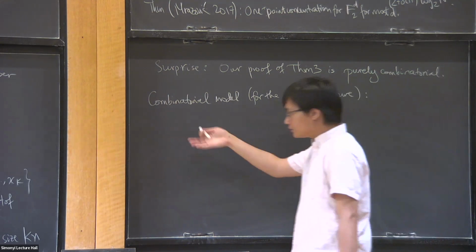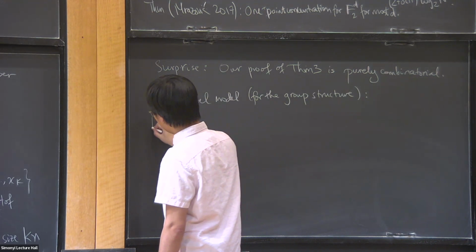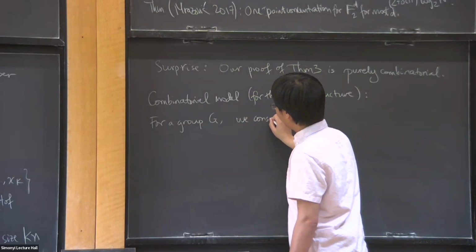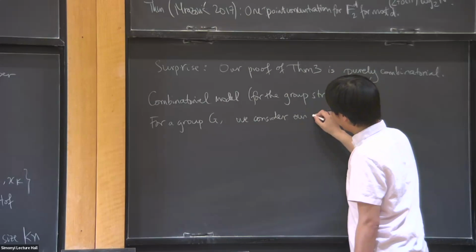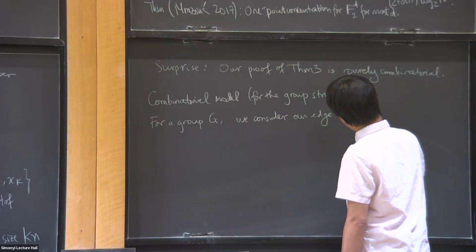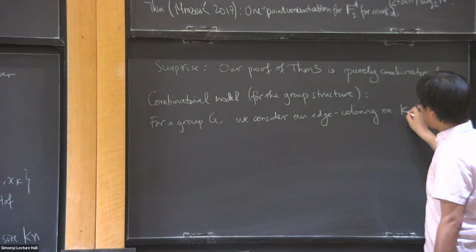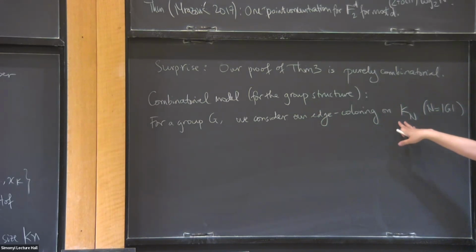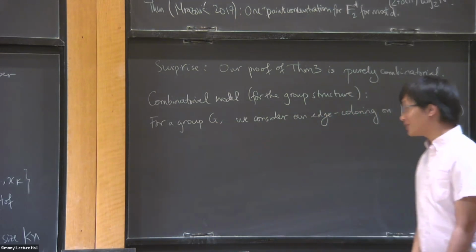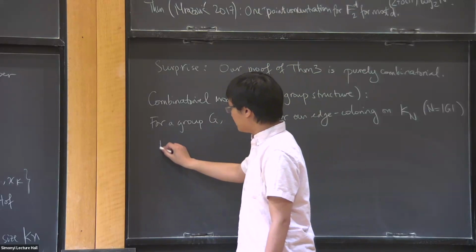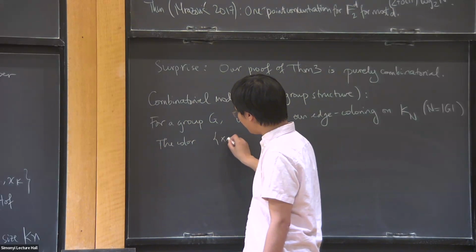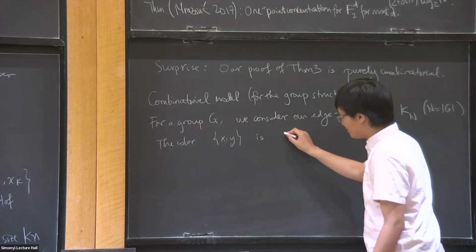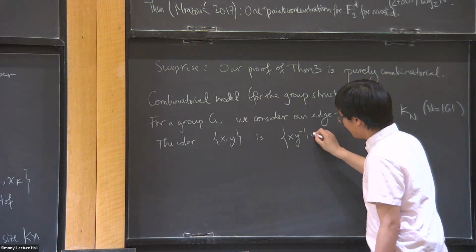Again, associate to each group G, an arbitrary group, an edge coloring on K_N, where N is the order of G. We can think that we are trying to edge color a complete graph where the vertex set is identified with the group elements of G. Just as in yesterday's talk, the color of the edge xy, in this version of the Cayley graph that we are looking at now, is given by the equivalence class of xy inverse, yx inverse.